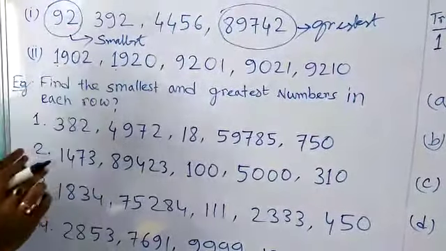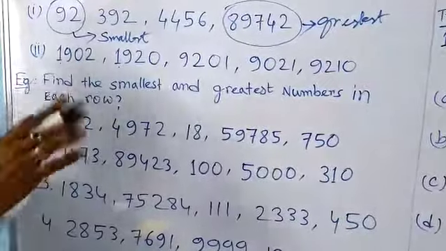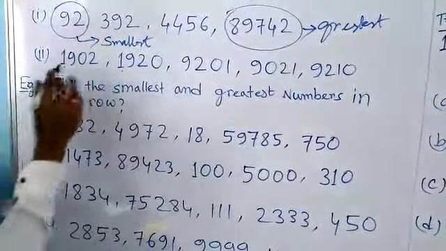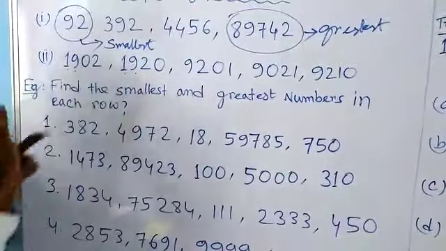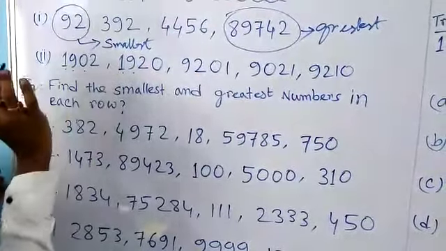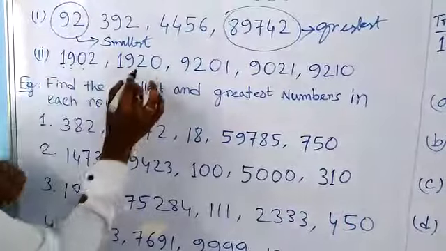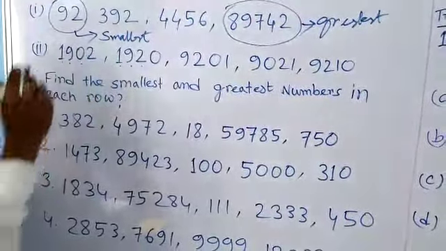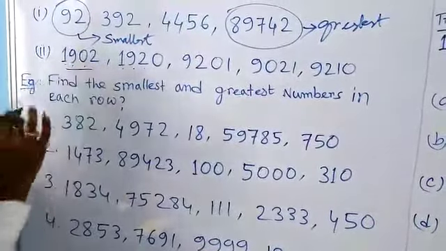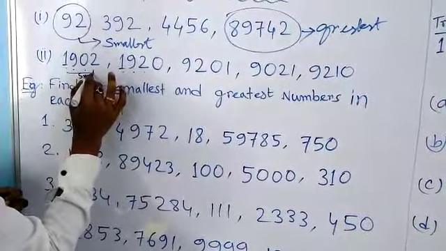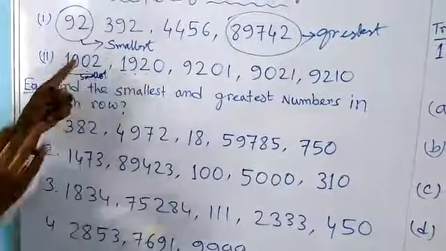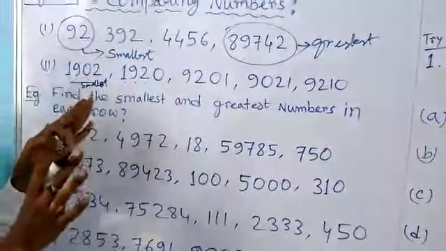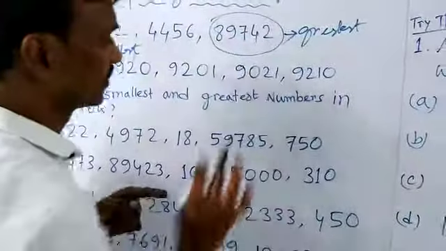We look at the second digit of those numbers. The second digit is 9, also the same, and the third digit is 0 in one and 2 in the other. So 0 is the smaller than 2. So this is the smallest number from both.